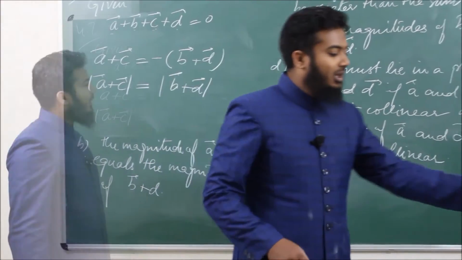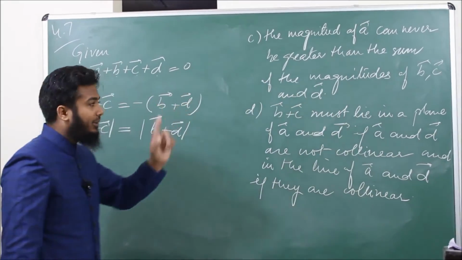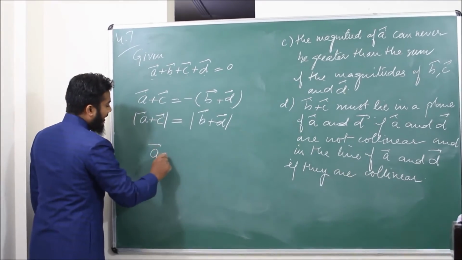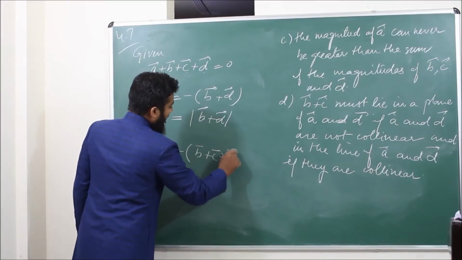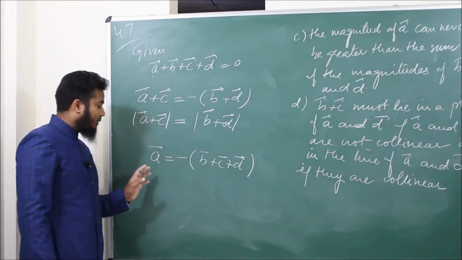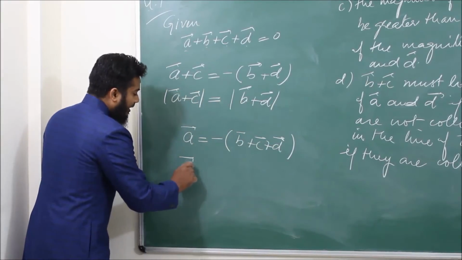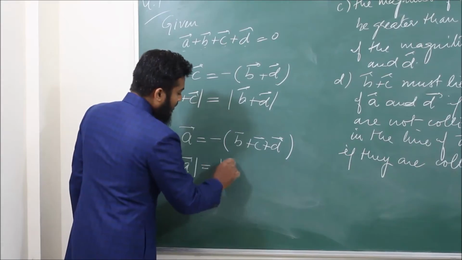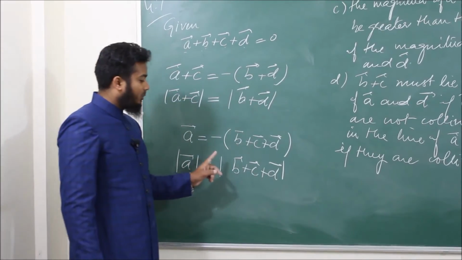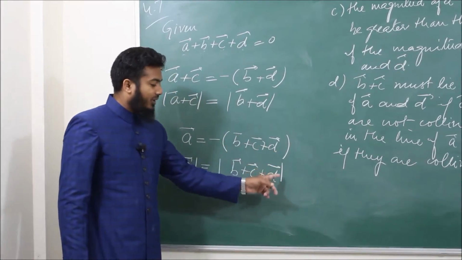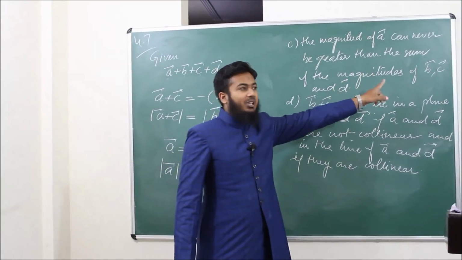So this statement is correct. Now the next part: the magnitude of A can never be greater than the sum of the magnitudes of B, C and D. From this expression I can write that vector A is equal to negative of (B plus C plus D). That means, if I want to write the magnitude, the magnitude of A is equal to the magnitude of B plus C plus D. So the magnitude of vector A is equal to the magnitude of the vector sum of B, C and D.